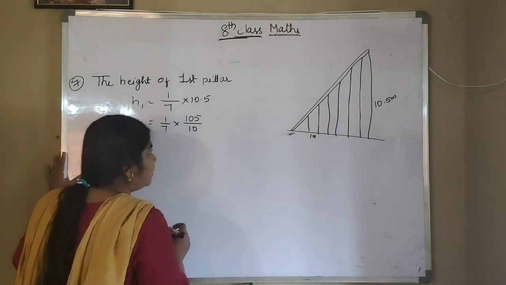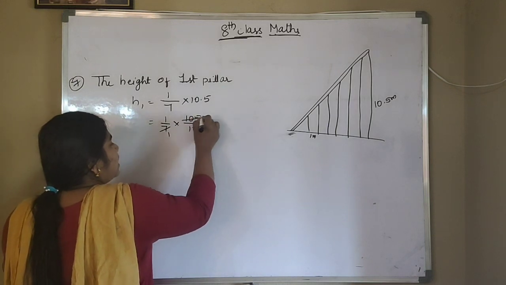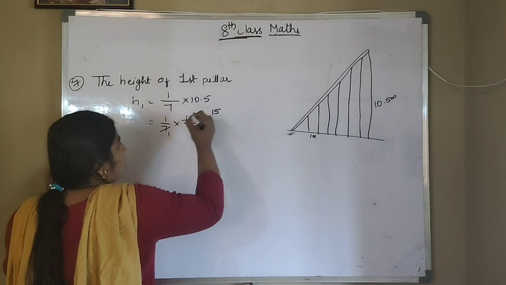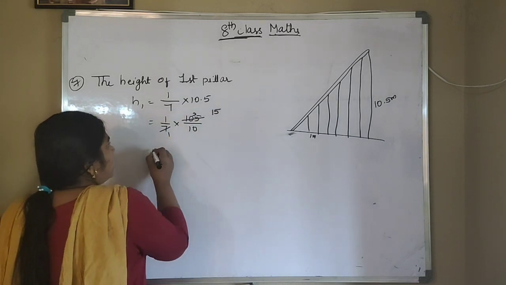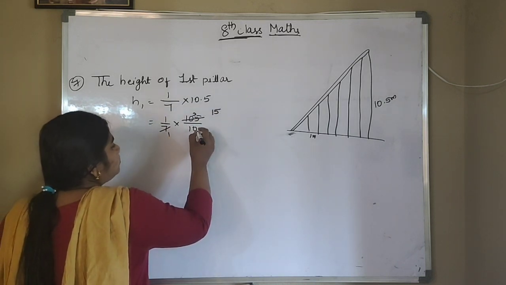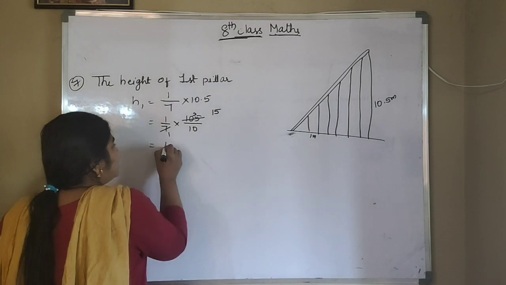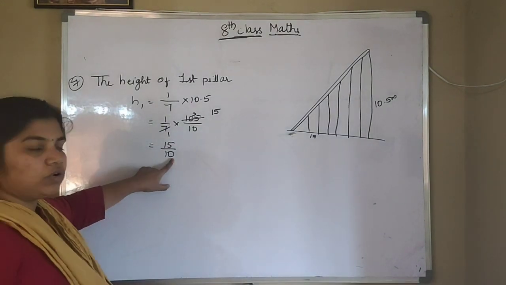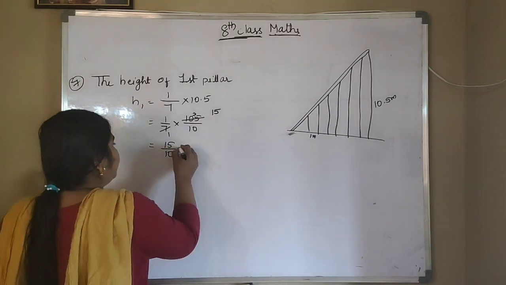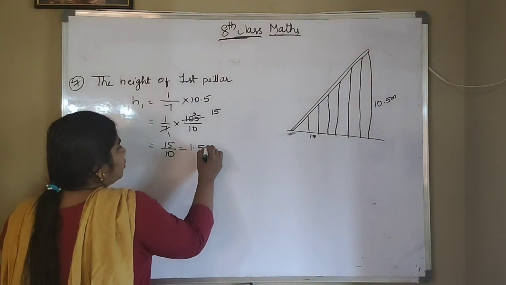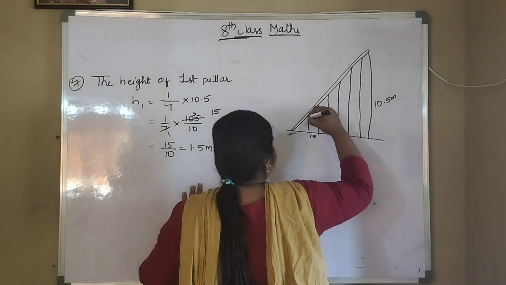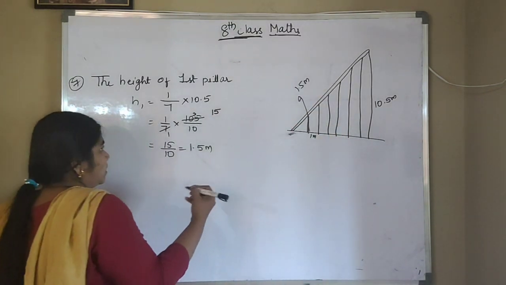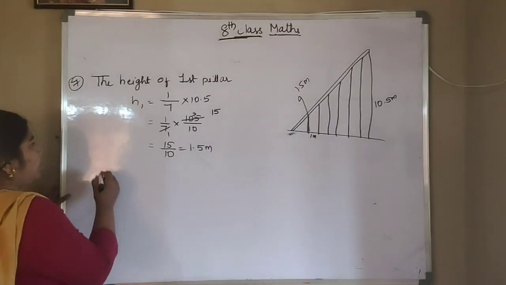Now we can cancel using the 7 table. 7 ones are 7, 3 will be remaining, 7 fives are 35. So you got 15 by 10. In the denominator you have one 0, so after one digit you keep a point. That will be 1.5 meters. The height of this pillar is 1.5 meters. In the same way we are going to find the second pillar also.